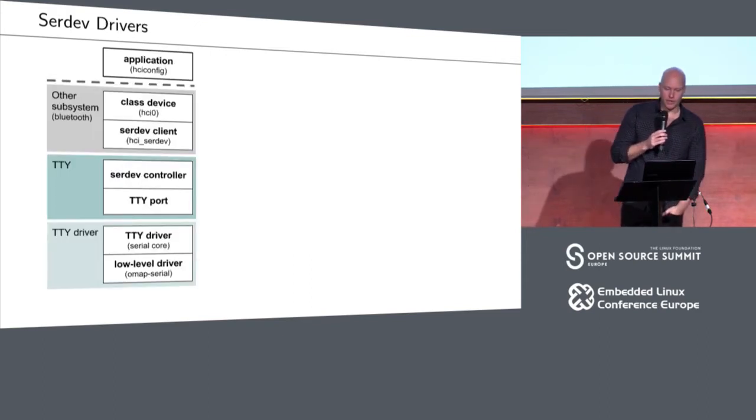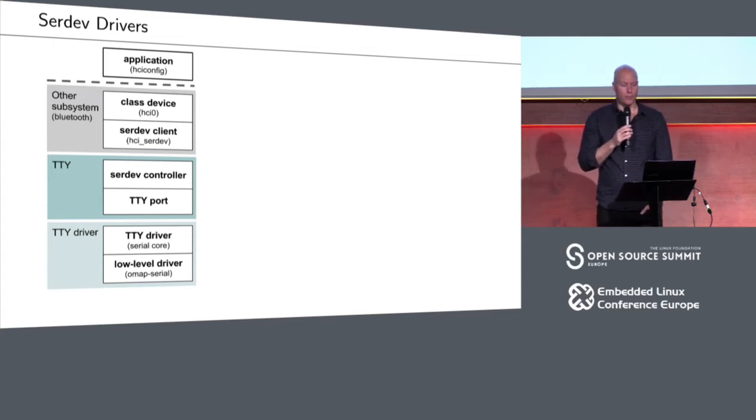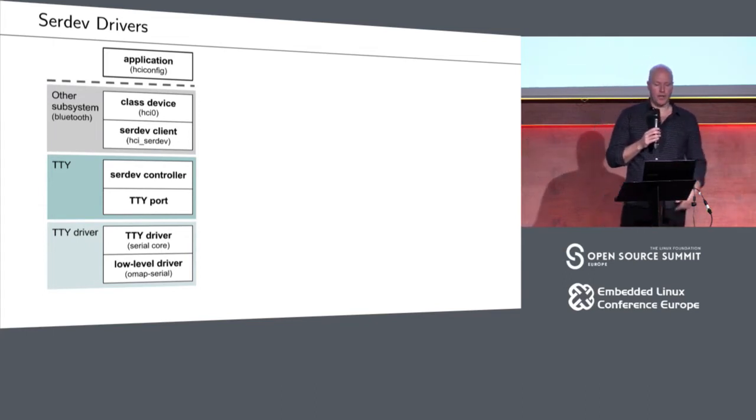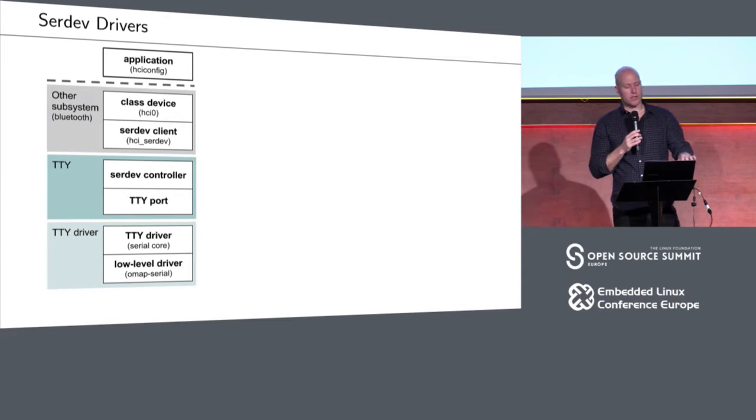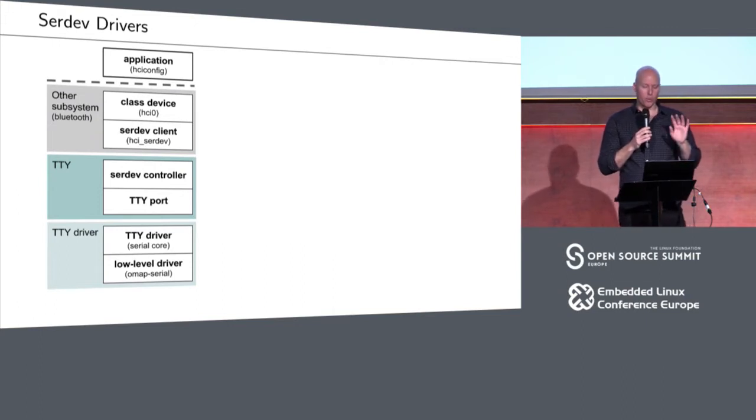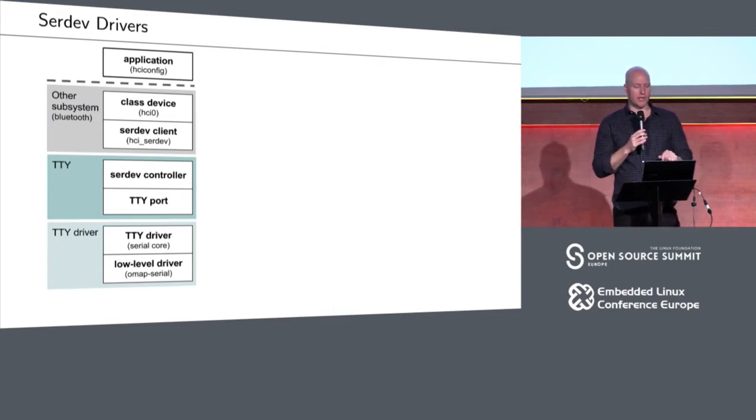So if we return to the example with Bluetooth, we have something like this now. As before, when the system starts, we go out and parse our device tree. We find that we have a serial port described in firmware. We bind the OMAP serial driver in this case.